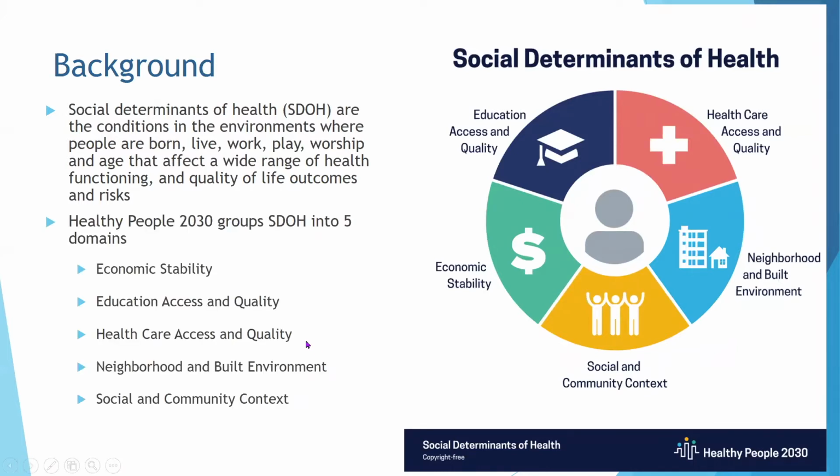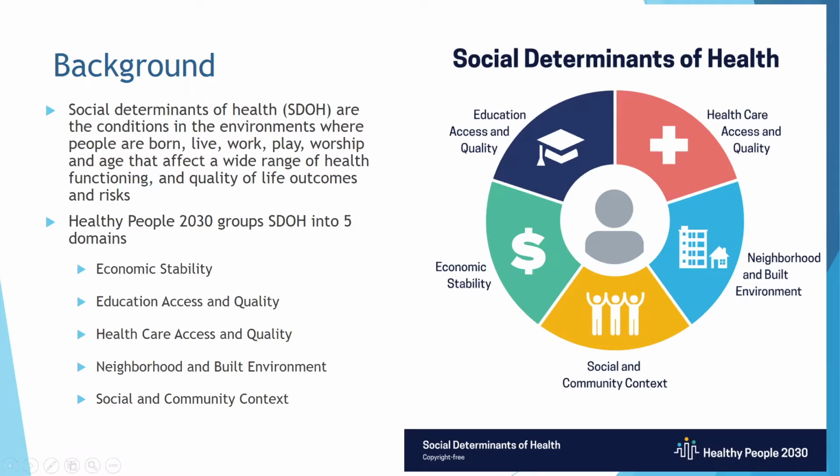Economic stability is the connection between the financial resources that people have, so their income and the cost of living and the socioeconomic status, and their health. And it includes issues such as poverty, employment, food security, and housing stability.